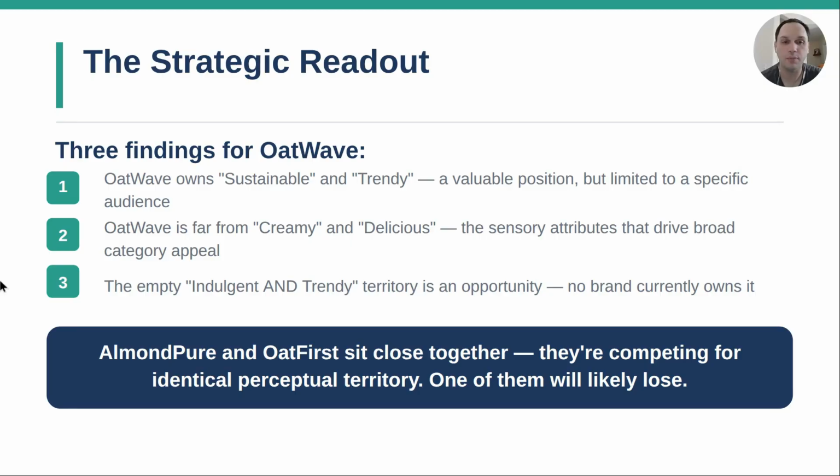Third, the upper right quadrant, brands that are both indulgent and trendy or new, is completely empty. No brand currently owns the position of being exciting and genuinely satisfying. That's a real positioning opportunity. And finally, Oat First sits almost on top of Oat Wave. They're fighting for identical perceptual territory, which means one of them is likely to lose that fight eventually.